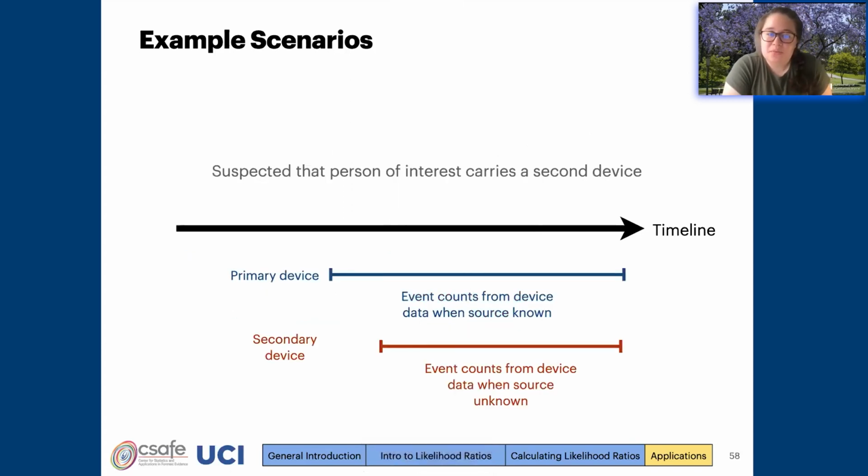Another case might be that it's suspected that a person of interest carries 2 devices on their person, so a primary and a secondary device. And in this case, we'd also want to compare the event counts. We might look at things like geolocation data, so if this person was visiting the same locations.